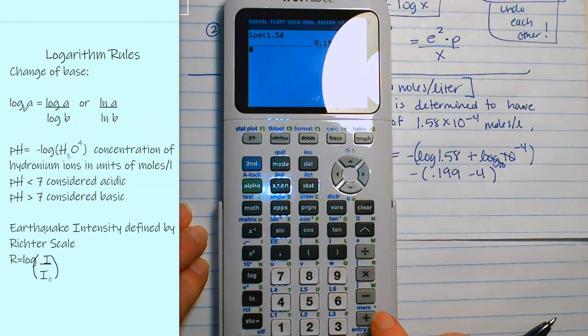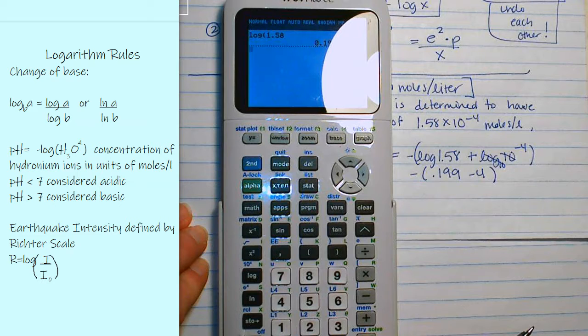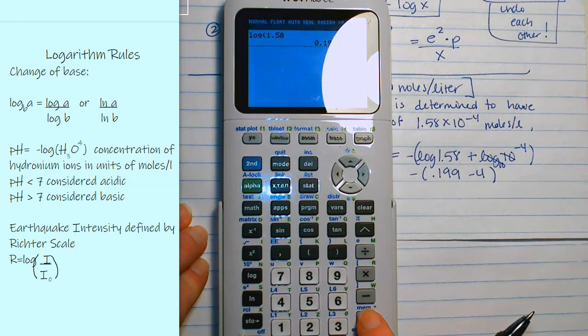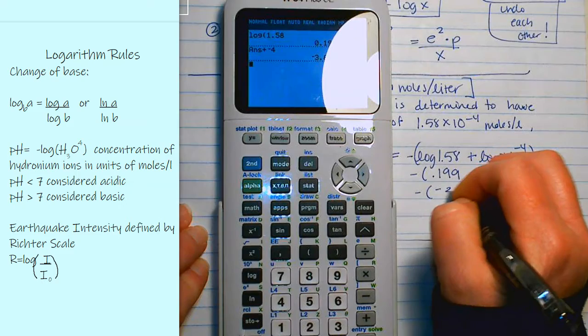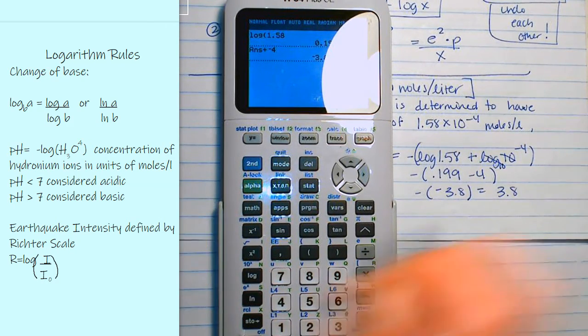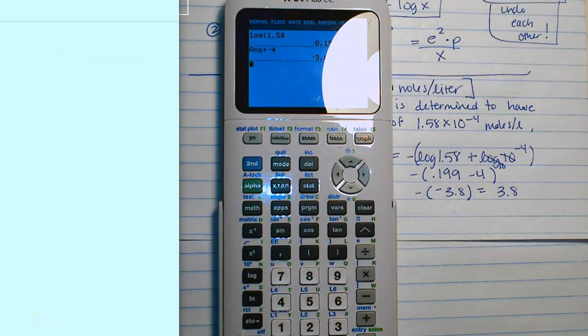I'm going to say this is a positive value. So plus negative 4 equals negative 3.8, which is equal to 3.8, which is why we saw it in the chart as 3.8. So let me find that chart again.